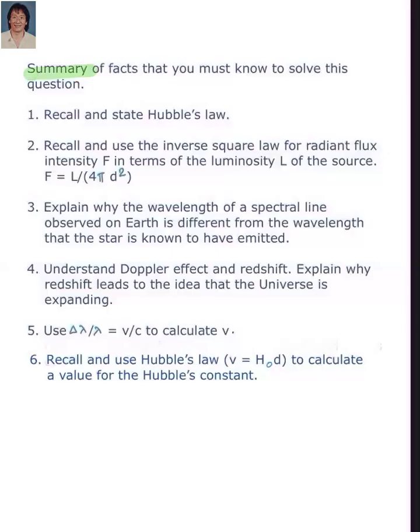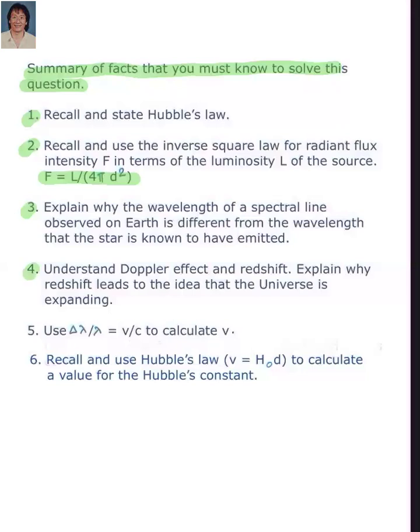This is a summary of the facts that you must know to solve this question. Number 1, you must recall and state Hubble's law. Number 2, you must recall and use the inverse square law for radiant flux intensity F in terms of the luminosity of a source. This is the formula to use to find the relationship between F and L. Number 3, explain why the wavelength of a spectral line observed on Earth is different from the wavelength that the star is known to have emitted.